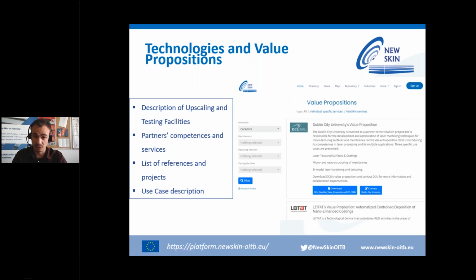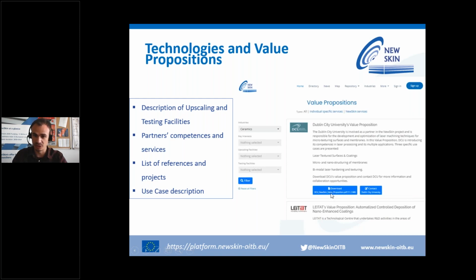You have all the other filters and industries such as key interests and upscaling or testing facilities. So if you are looking for specific testing facilities, for instance, you would like to test a specific surface in icing conditions, you can use the filter to find these testing facilities quicker. And then once you find one value proposition, you have a short description of the entity and of the technologies that will be described in the value proposition.